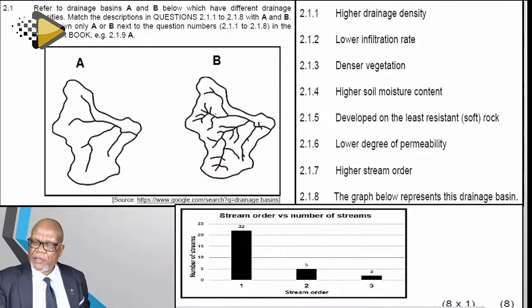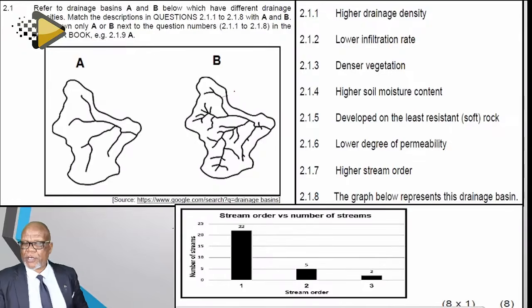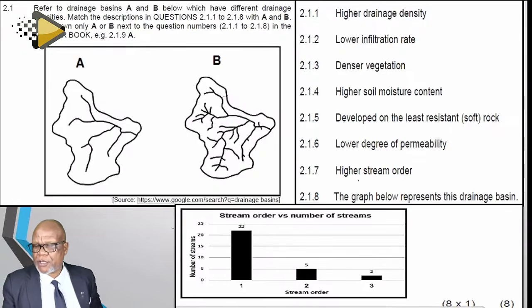Because of soil moisture, there's less time for water to infiltrate. Developed on the least resistant rock. A is least resistant, which means the rock is soft. So there's going to be more infiltration and less runoff. Lower degree of permeability. This one has got a lower degree of permeability. This area is less permeable, and therefore high runoff and less infiltration.